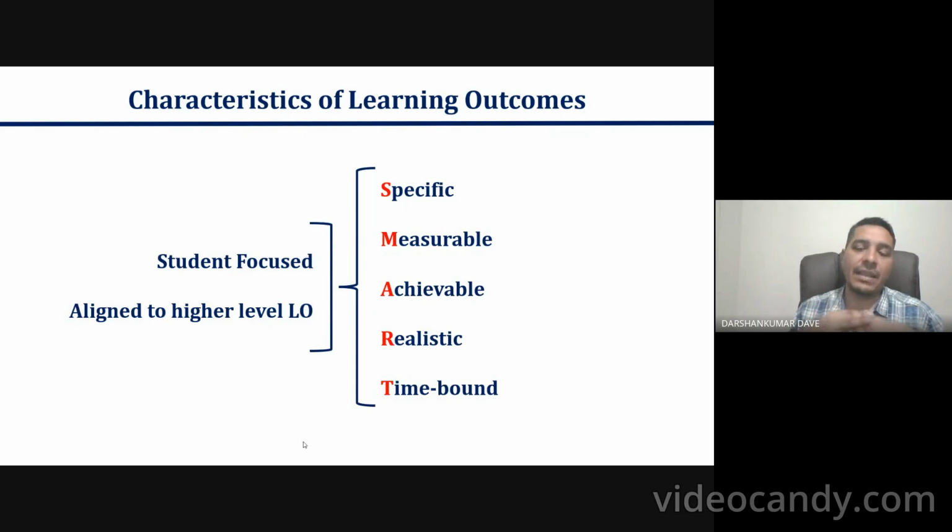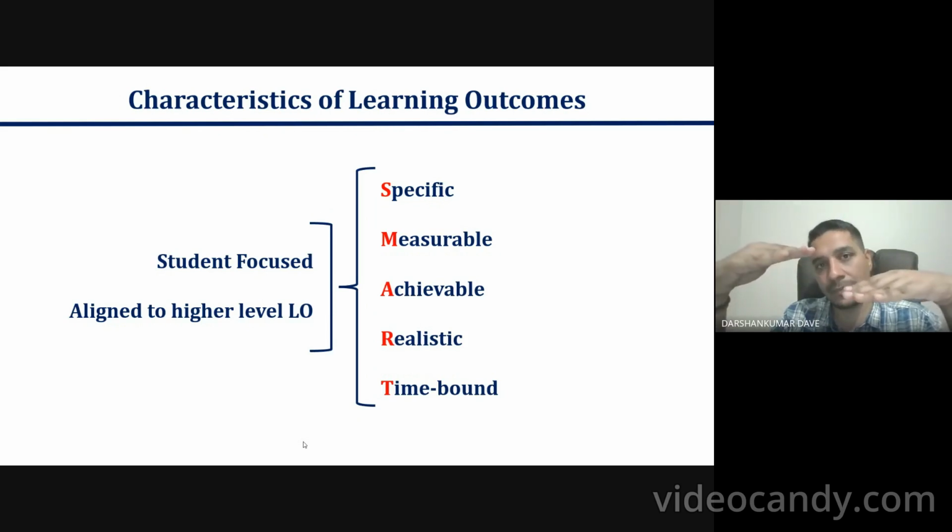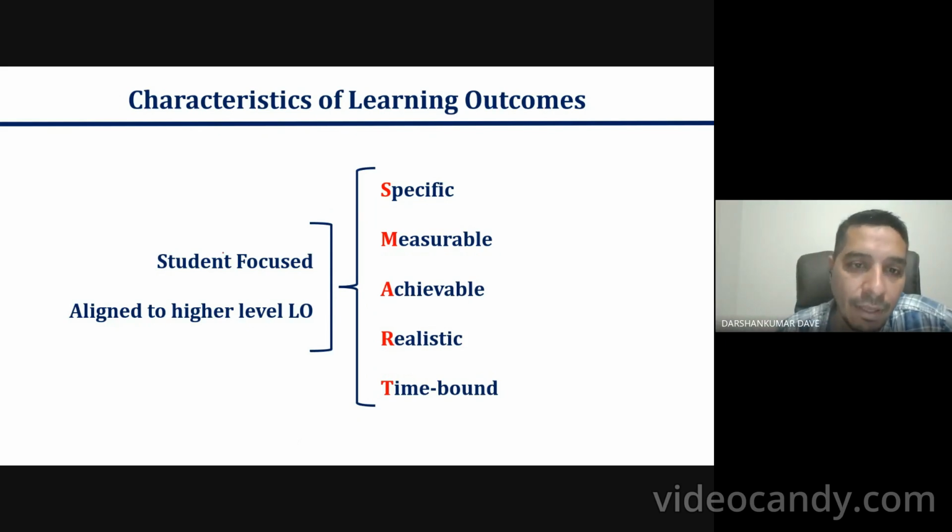As I said, if your outcome contains two parts, number one, designing a problem, and number two, solving that problem, your outcome should align with the higher one, not the lower one. That is what this characteristic says. It also says that your learning outcome statement must be a SMART statement. SMART means specific, measurable, achievable, realistic, and time bound. Please note these characteristics.